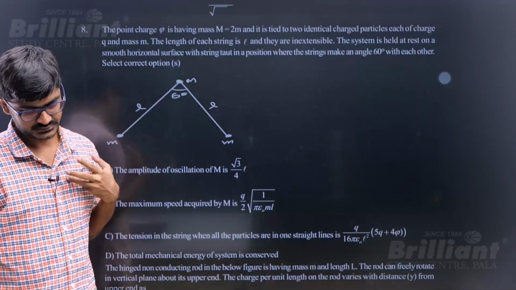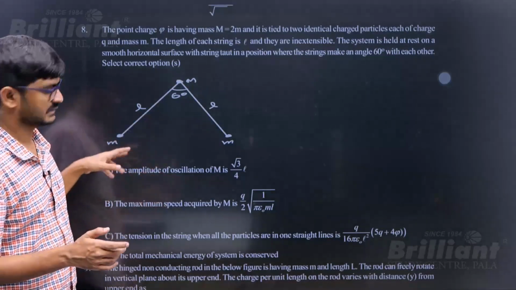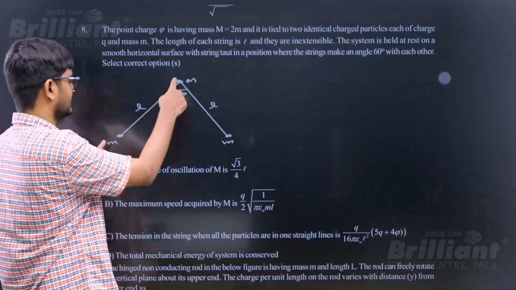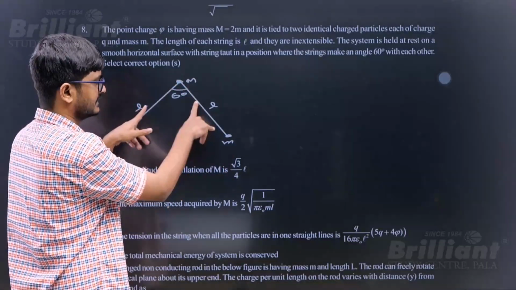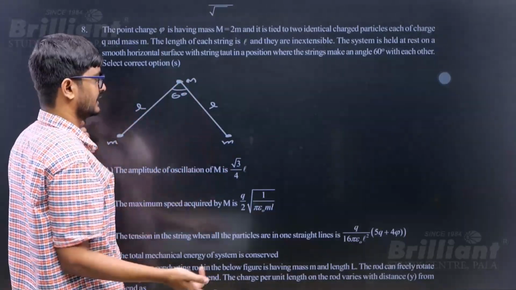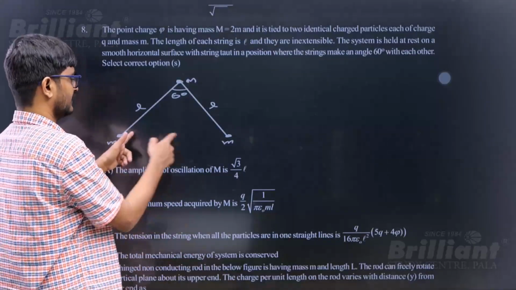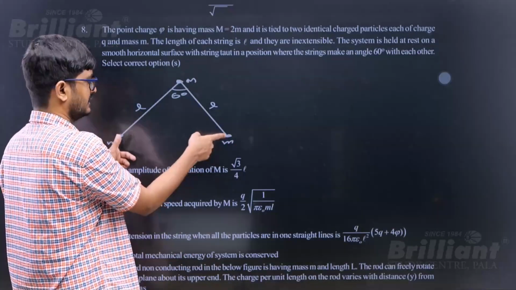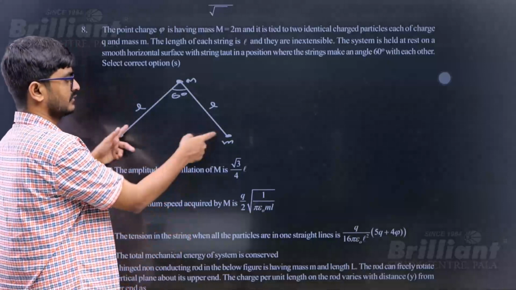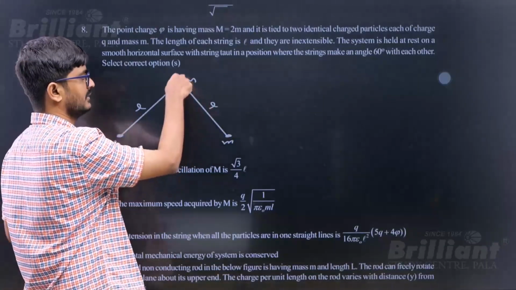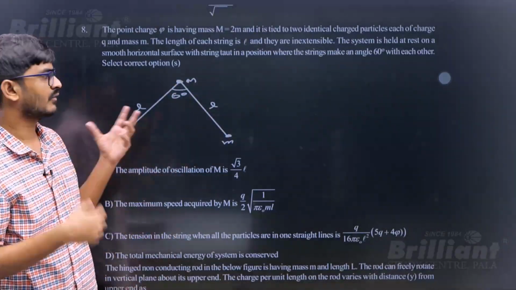Select the correct options. So what will happen when you leave it like this? All are having charges, so there will be repulsion between these two, but the string is going to become tight, so it can manage. But there will be repulsion due to these two, so what will happen? These two will try to go up, but when these two try to go up, there will be tension which will be pulling it down. Now, how can we understand this?